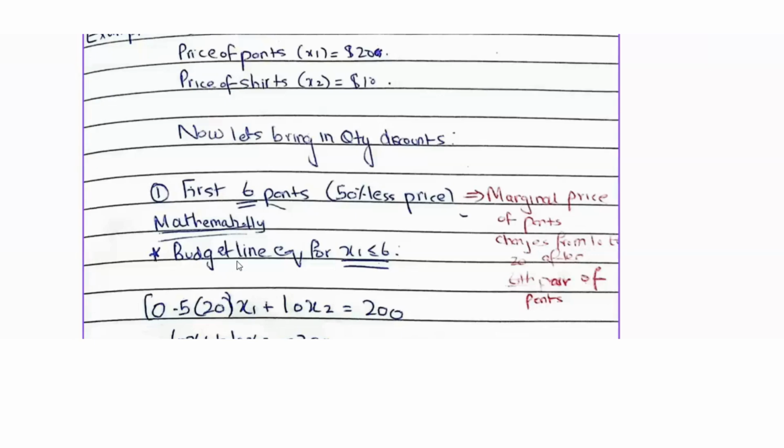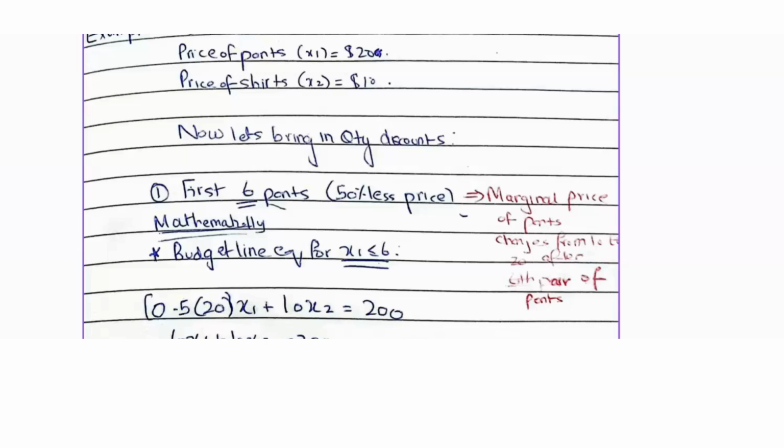Now we know the budget line equation is P1 x1 plus P2 x2 equals income. Now here the price for units of x1 that are less than or equal to 6, where the discount is applicable, is going to be 50% of the original price, or 0.5 times 20, right? So here for x1, since we're looking at units of x1 up to 6, the price relevant is the discounted price, which is 50% of the original price, 0.5 times 20. And the shirts don't have any such discounts, so we'll just do plus P2 x2, so 10x2, and the income 200.